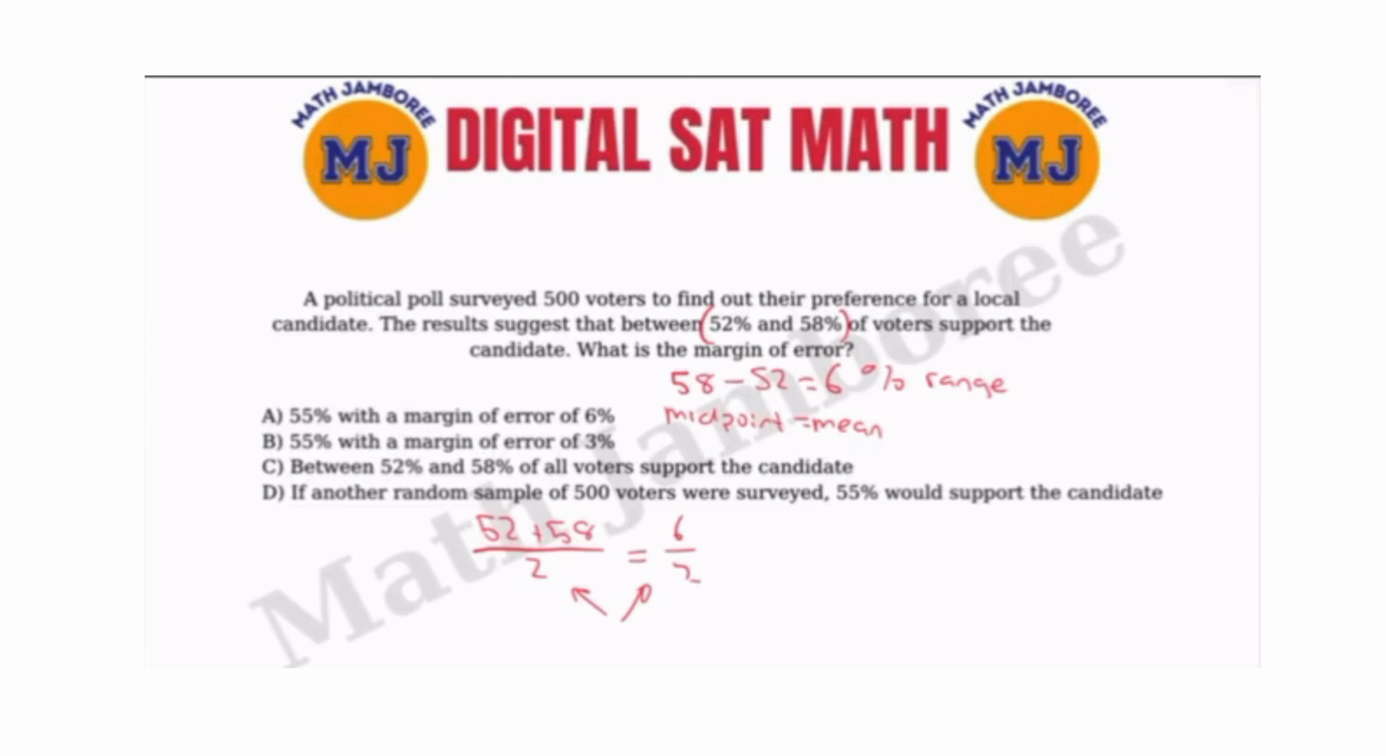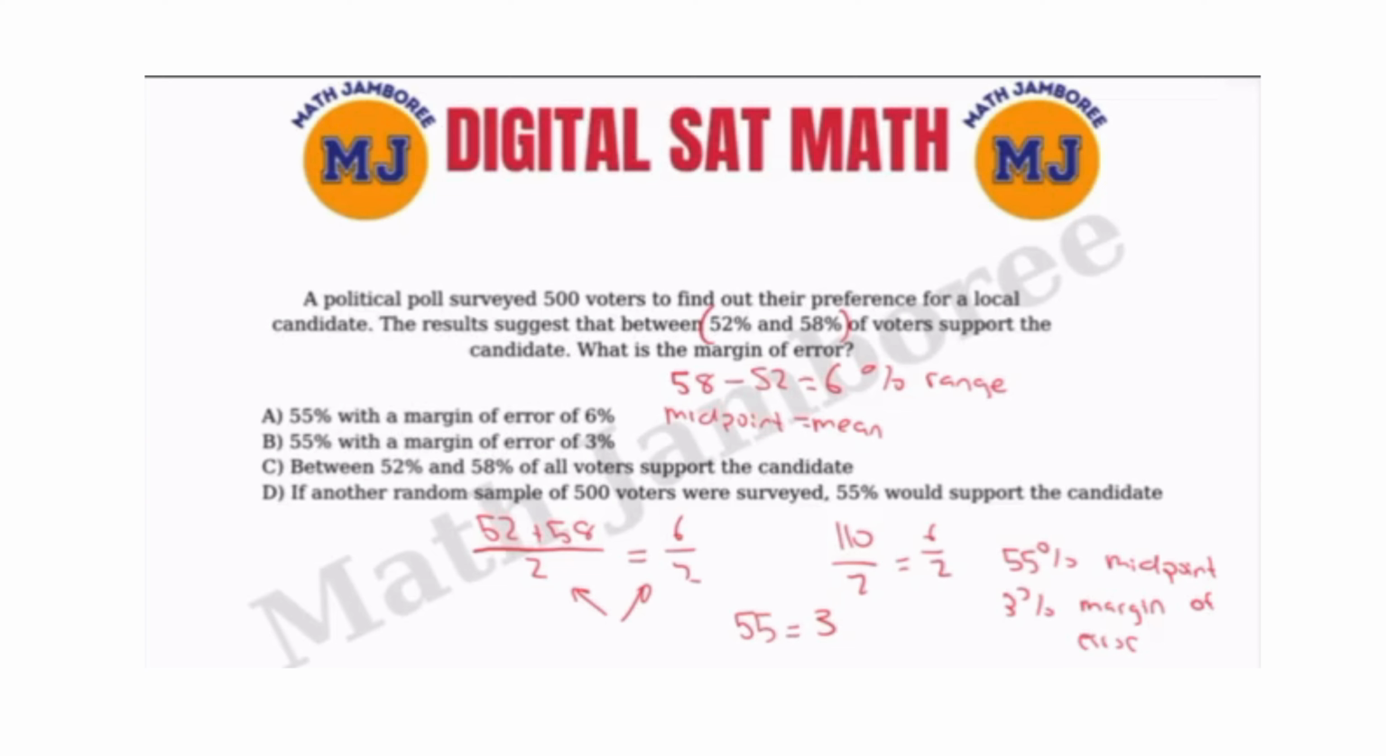Now we're gonna add these 52 and 58. That equals to 110. 110 divided by 2 is 55, and 6 divided by 2 is 3. So 55 is our midpoint, and 3% is our margin of error.